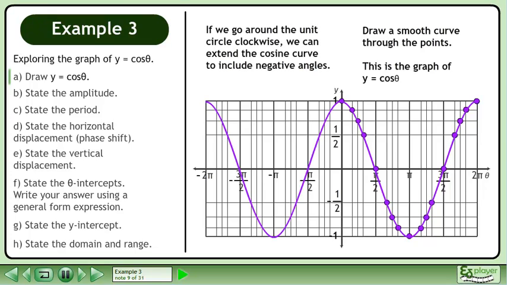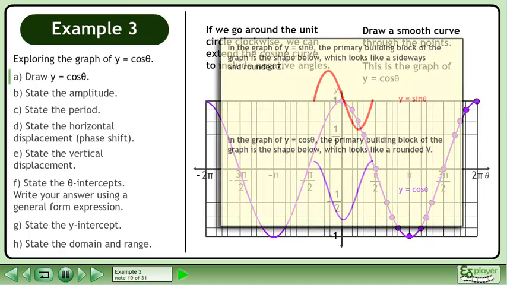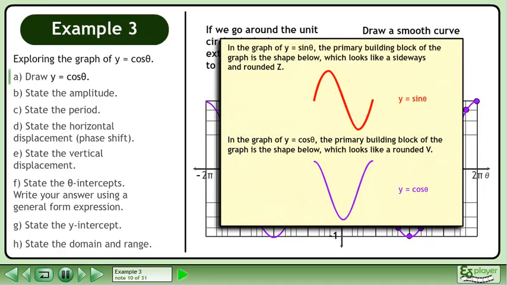If we go around the unit circle clockwise, we can extend the cosine curve to include negative angles. In the graph of y equals sine theta, the primary building block of the graph is a shape below, which looks like a sideways and rounded z. In the graph of y equals cos theta, the primary building block of the graph is a shape below, which looks like a rounded v.